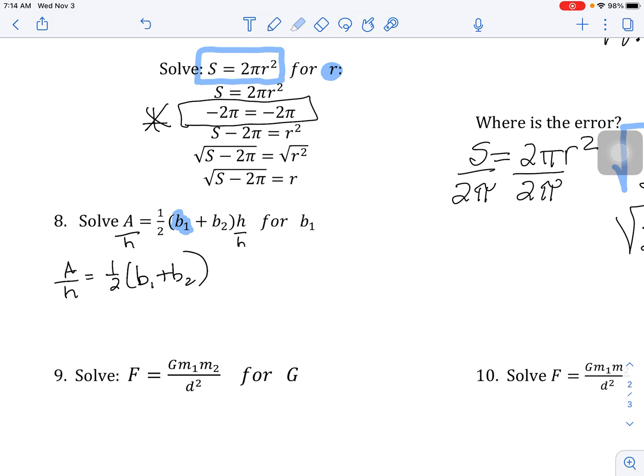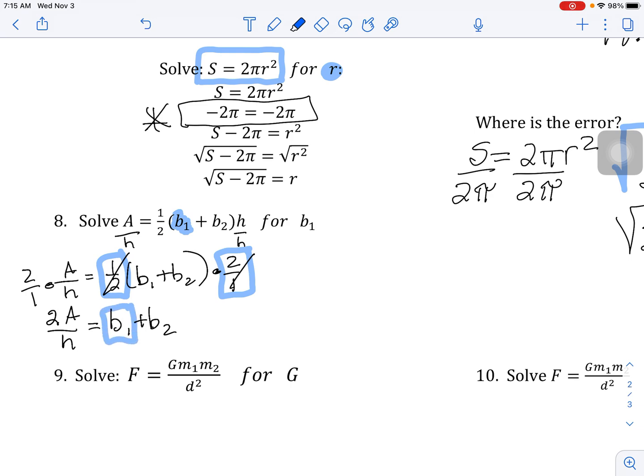Well, here we have a fraction again, so I'm going to go ahead and multiply by the reciprocal of 1/2 because that's going to allow us to cancel the 1/2. So remember, multiplying by the reciprocal turns it into 1. So now I've got 2a over h equals, and now I'm allowed to drop the parentheses, b1 plus b2. Well, now in order to solve for b1, all I have to do is subtract away the b2. So 2a over h minus b2 equals b1.